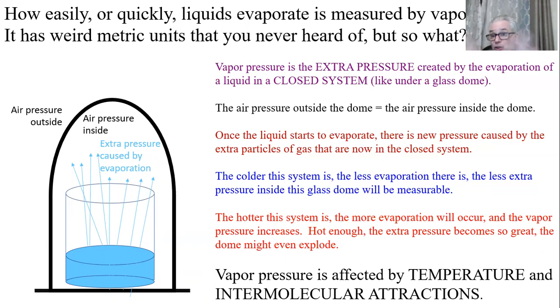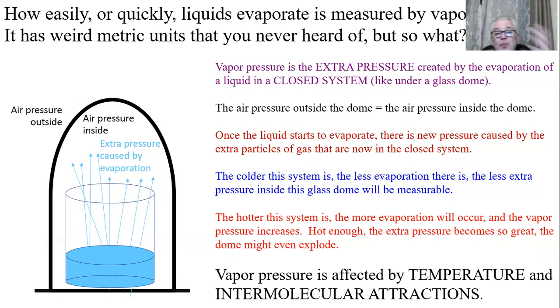And because it's a closed system, not only does it evaporate, some of it bounces back into the water by mistake, and it recondenses. So at some point, it's going to become steady pressure. There'll be a certain amount of evaporation and a certain amount of condensation. But the extra difference is called the vapor pressure. Now, if you have a low vapor pressure, like water generally does, it's because water doesn't evaporate well.